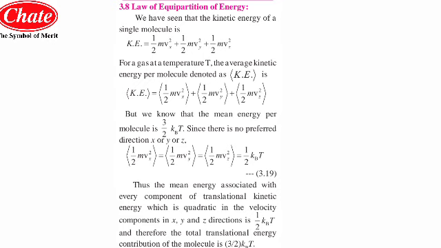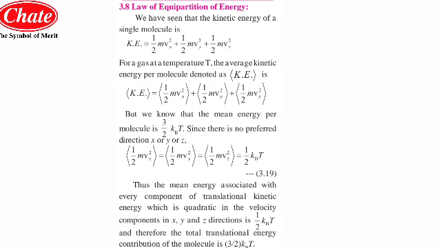Now we know that the mean energy per molecule is 3/2 kB T. We have already derived the equation, that is, there are three degrees of freedom. That's why the mean energy per molecule is 3/2 kB T. Now since there is no preferred direction, x or y or z, the mean of half m Vx square is equal to the mean of half m Vy square is equal to the mean of half m Vz square, which will be equal to half kB T.